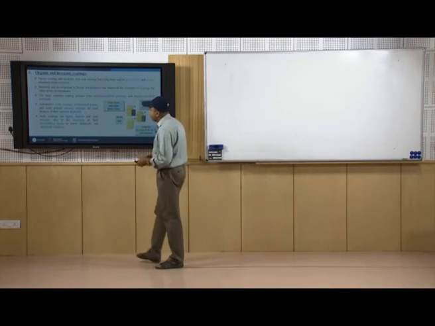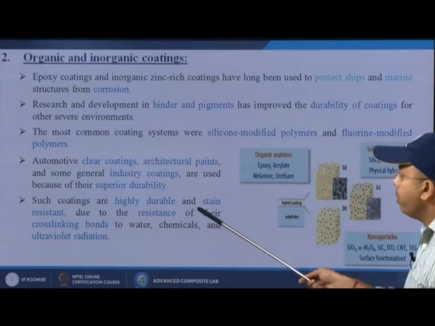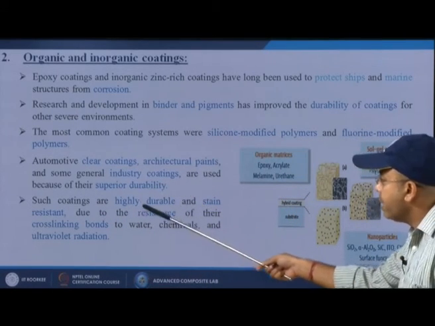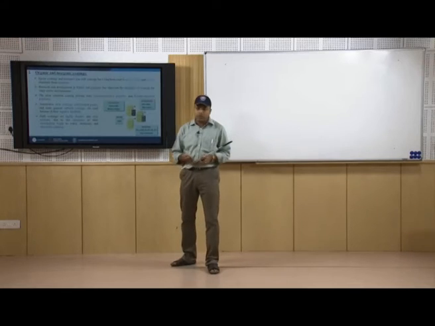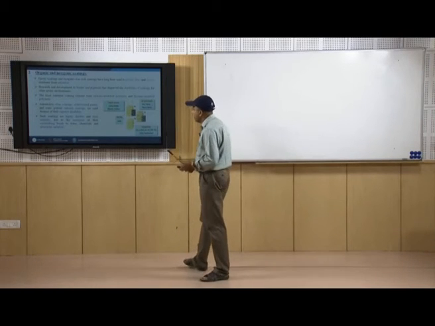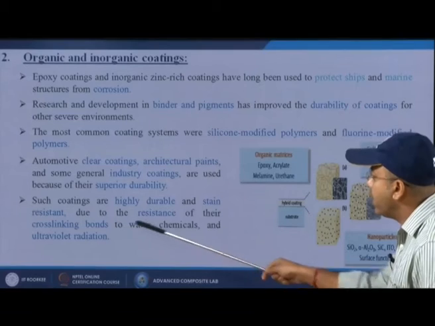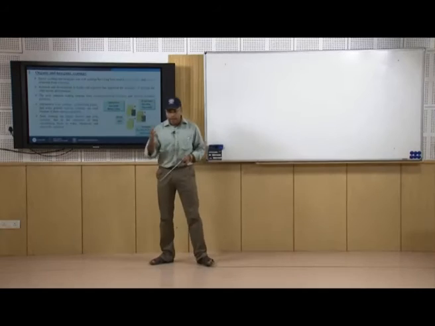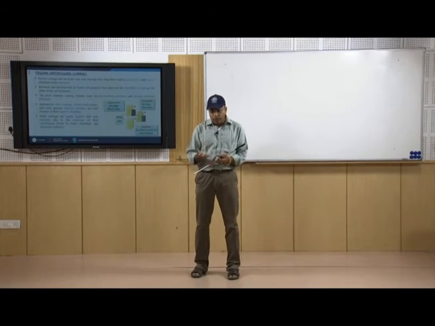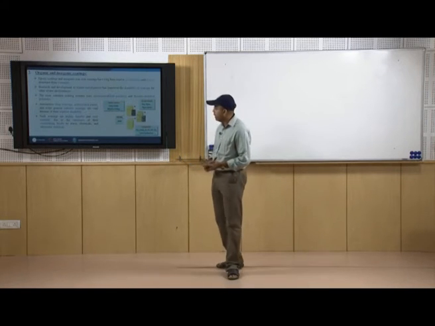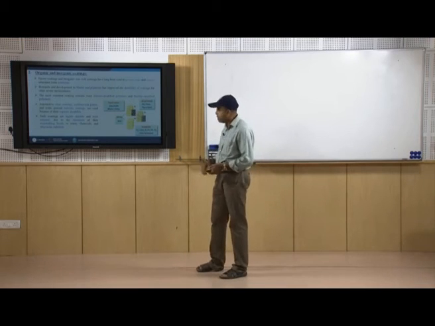Next, such coatings are highly durable, because the life of these materials is increasing day by day, and they are stain resistant. There will not be any stress, so the strain will be almost zero, due to the resistance of their cross linking bonds to water, chemicals and ultraviolet radiation. As I already told, if there is any breakage between the polymer chains, what will they do? Simply, they will absorb sunlight, water or other molecules, and a chemical reaction will take place in the coating materials, and once again they will join together, so that they make a continuous coating on the substrate itself.